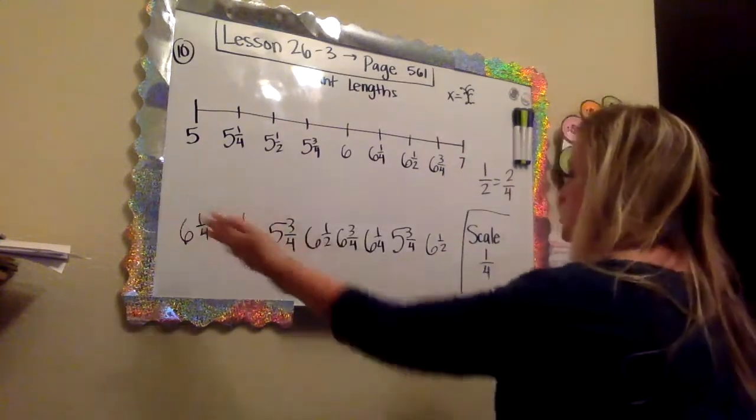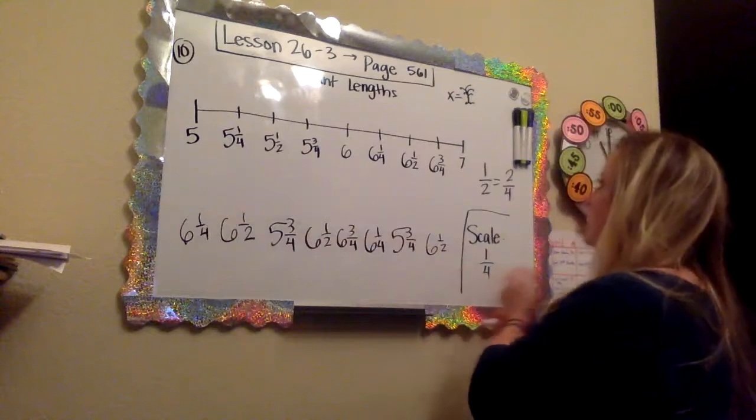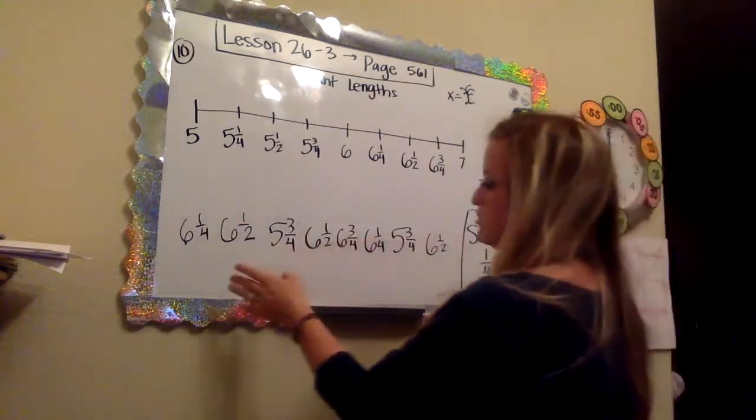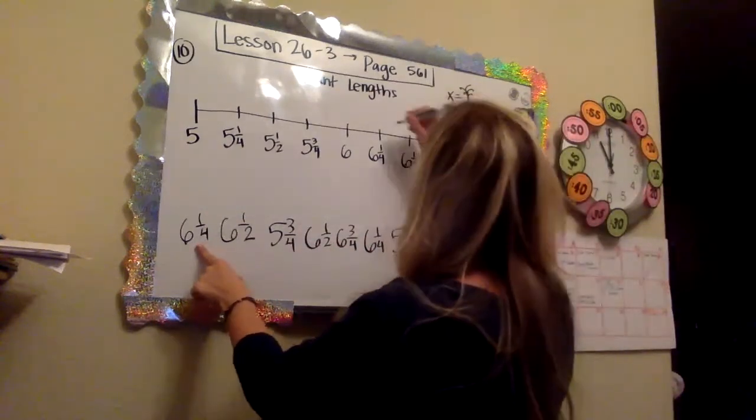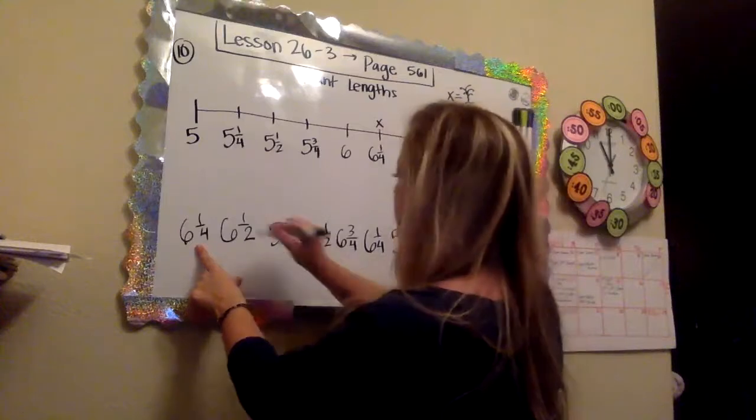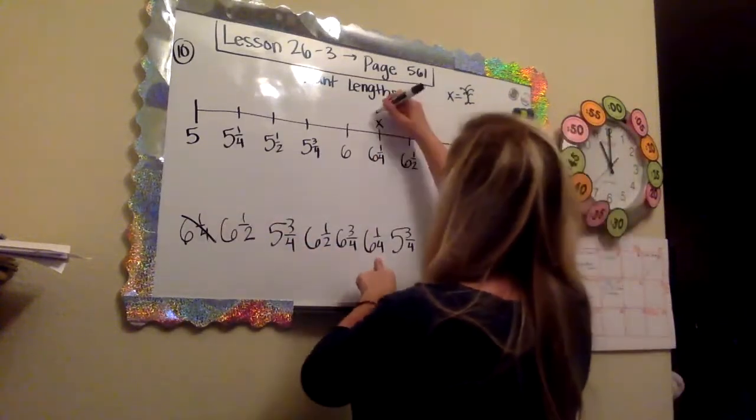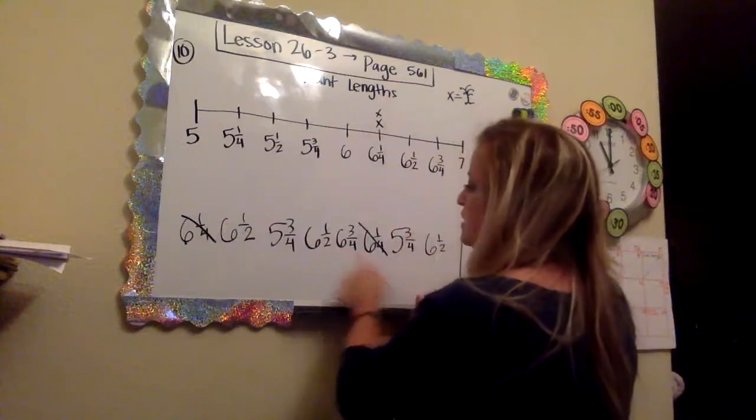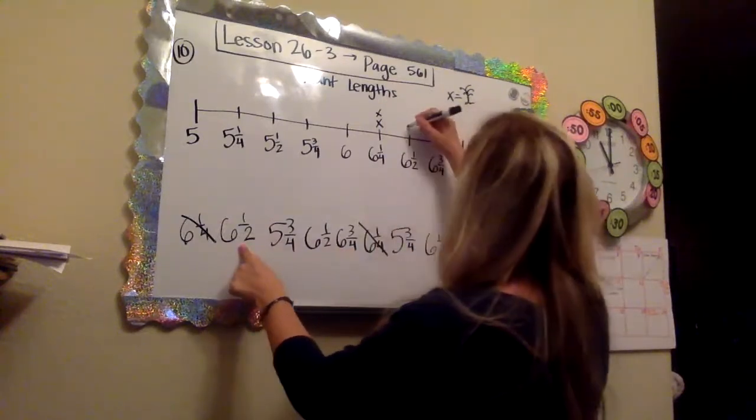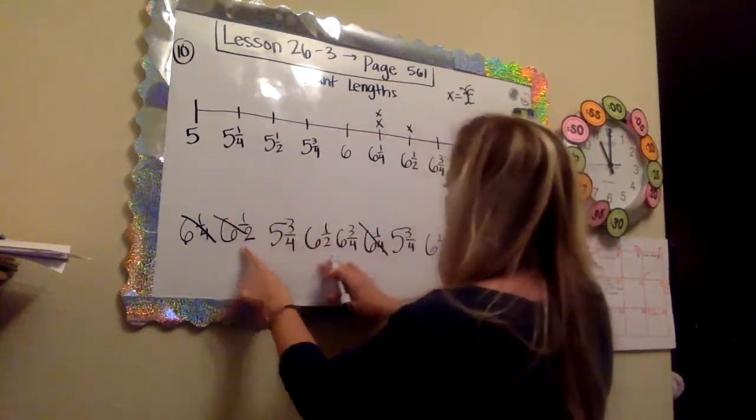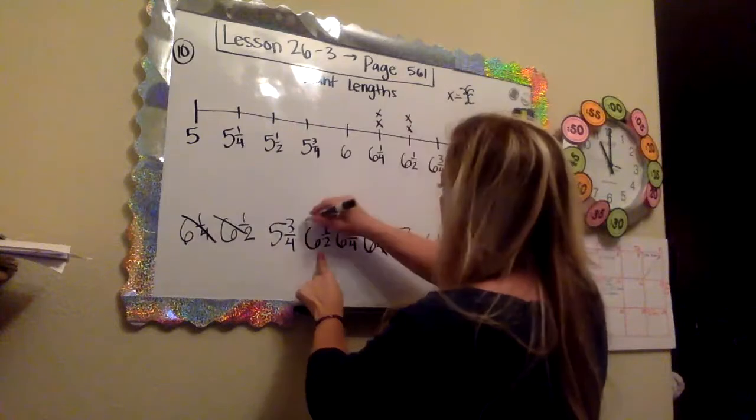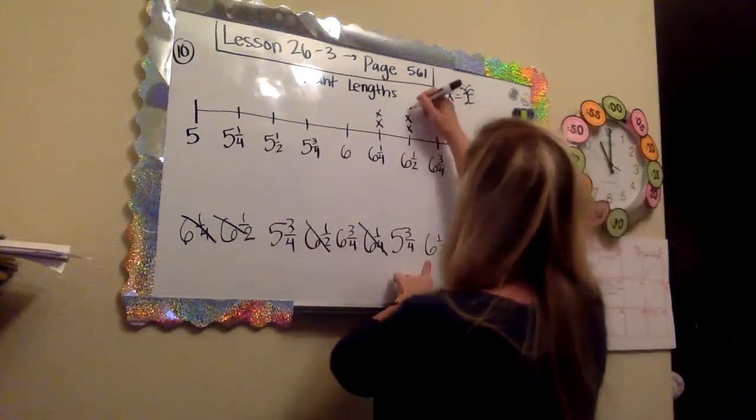So now I need to start pointing these out on the line plot. So I have 6 1/4. Boom. And actually I can see I have another one here. Boom. Now 6 1/2. One there. One there. Gosh, and one there.